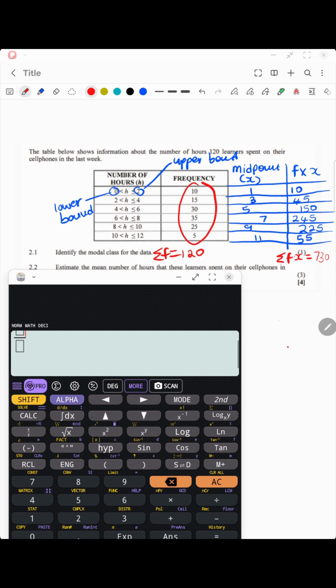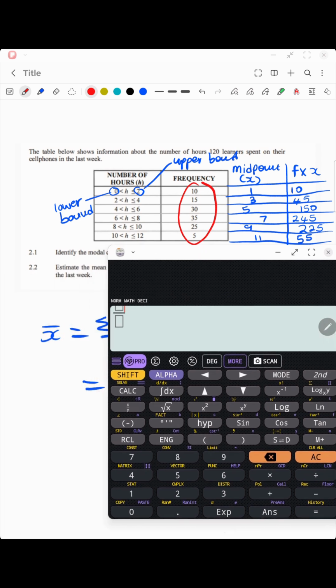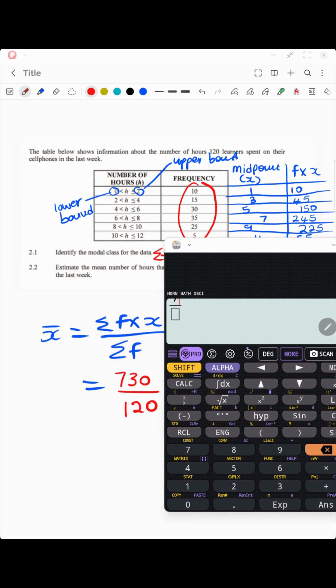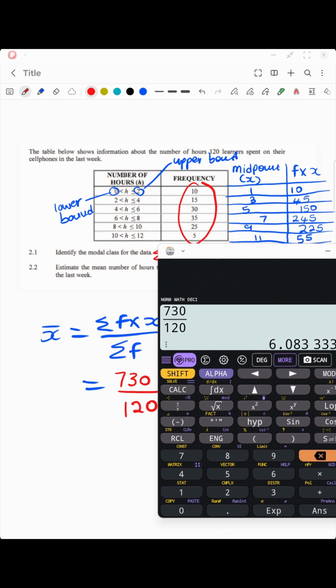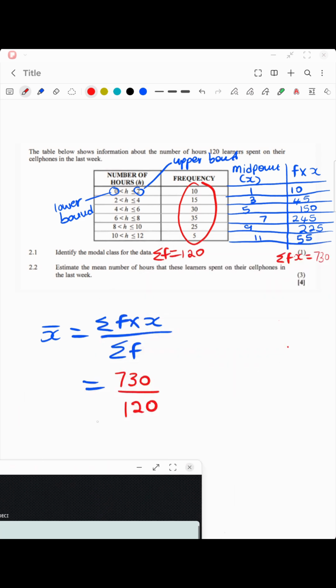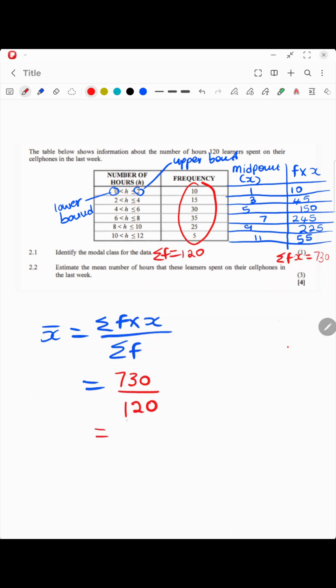Then let's press the calculator here. 730 divided by 120 is 6.08. This is the estimated mean.